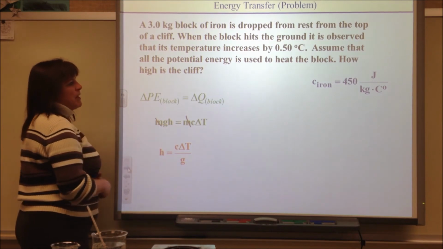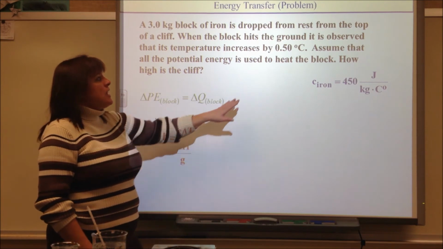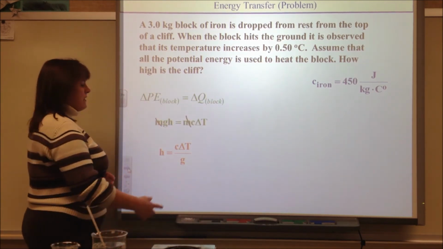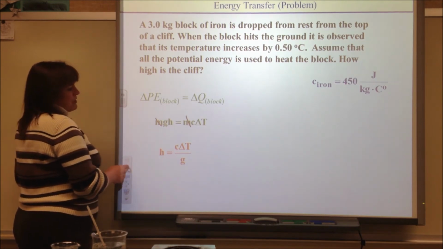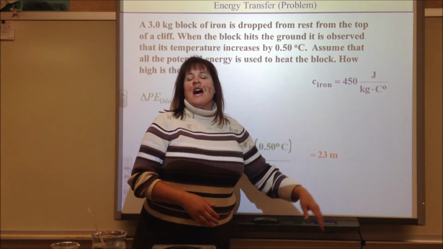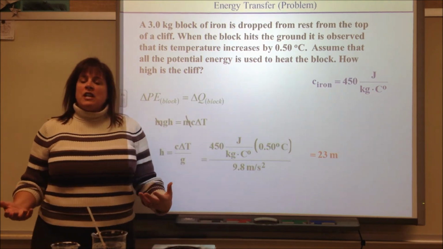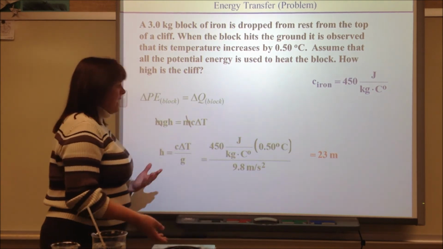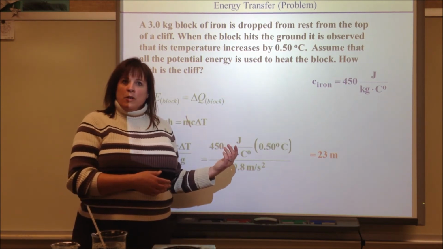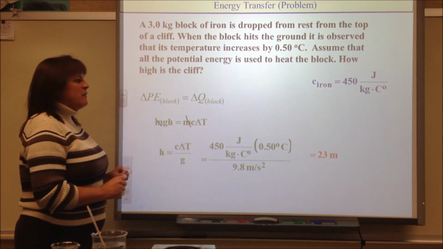And so when I plug in my numbers, 450 joules per kilogram degree C times the change in temperature, which is 0.5 degrees, and we divide by the acceleration due to gravity, which is 9.8 meters per second squared, we will get 23 meters high. So not quite as high as obviously our last building, where our temperature change was 14.8 degrees. And in fact, we could go back and figure out how high that building was, right? Because we know that it was 20 kilojoules of potential energy.